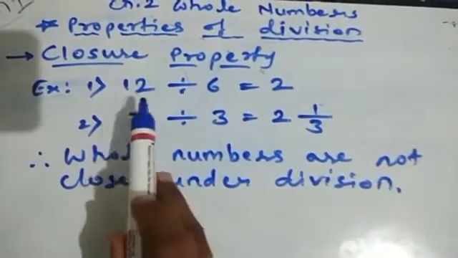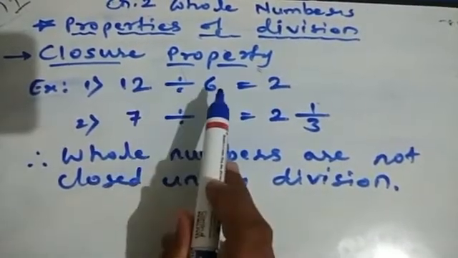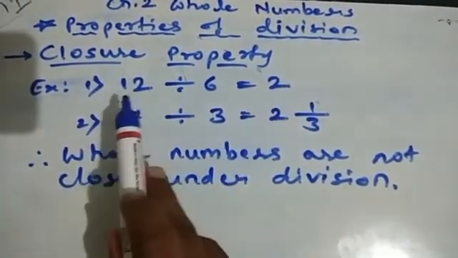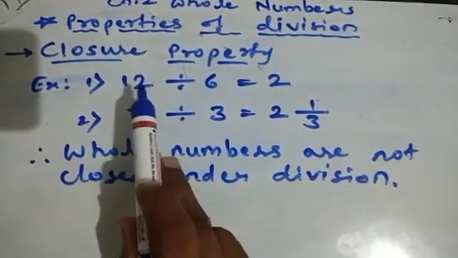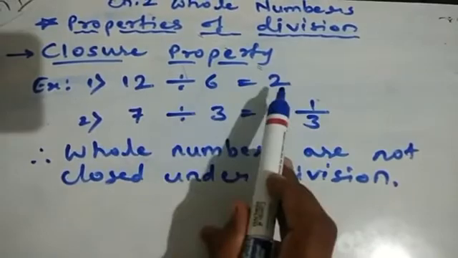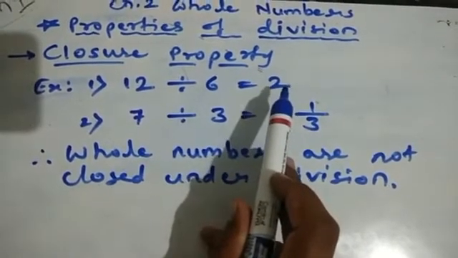Now here, the first example we will take: 12 divided by 6 is what? 2. Where 12 is a whole number and 6 is also a whole number. When we divided 12 by 6, we got the answer 2, and 2 is also a whole number. Yes or no? No problem here.